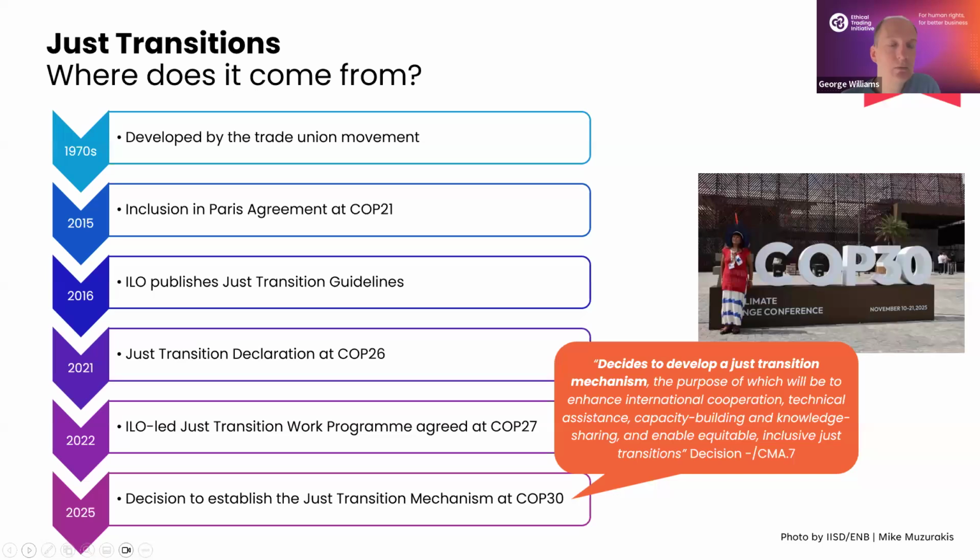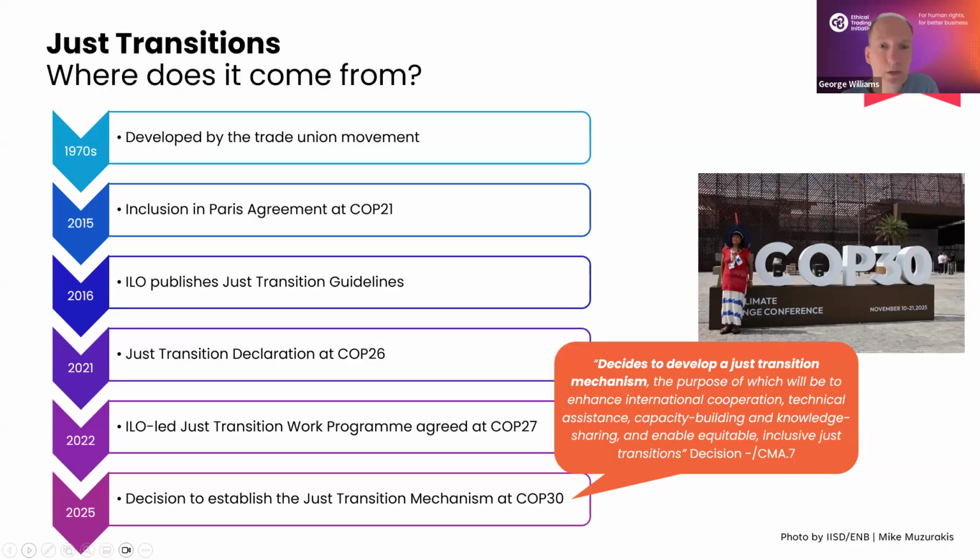And most recently, towards the end of 2025, there was the decision to establish the Just Transition Mechanism at COP30 in Brazil. And I think what that mechanism indicates is a real appetite to now shift the needle from the what and the why of just transitions to the how. How do we make just transitions a reality in today's societies and today's economies?